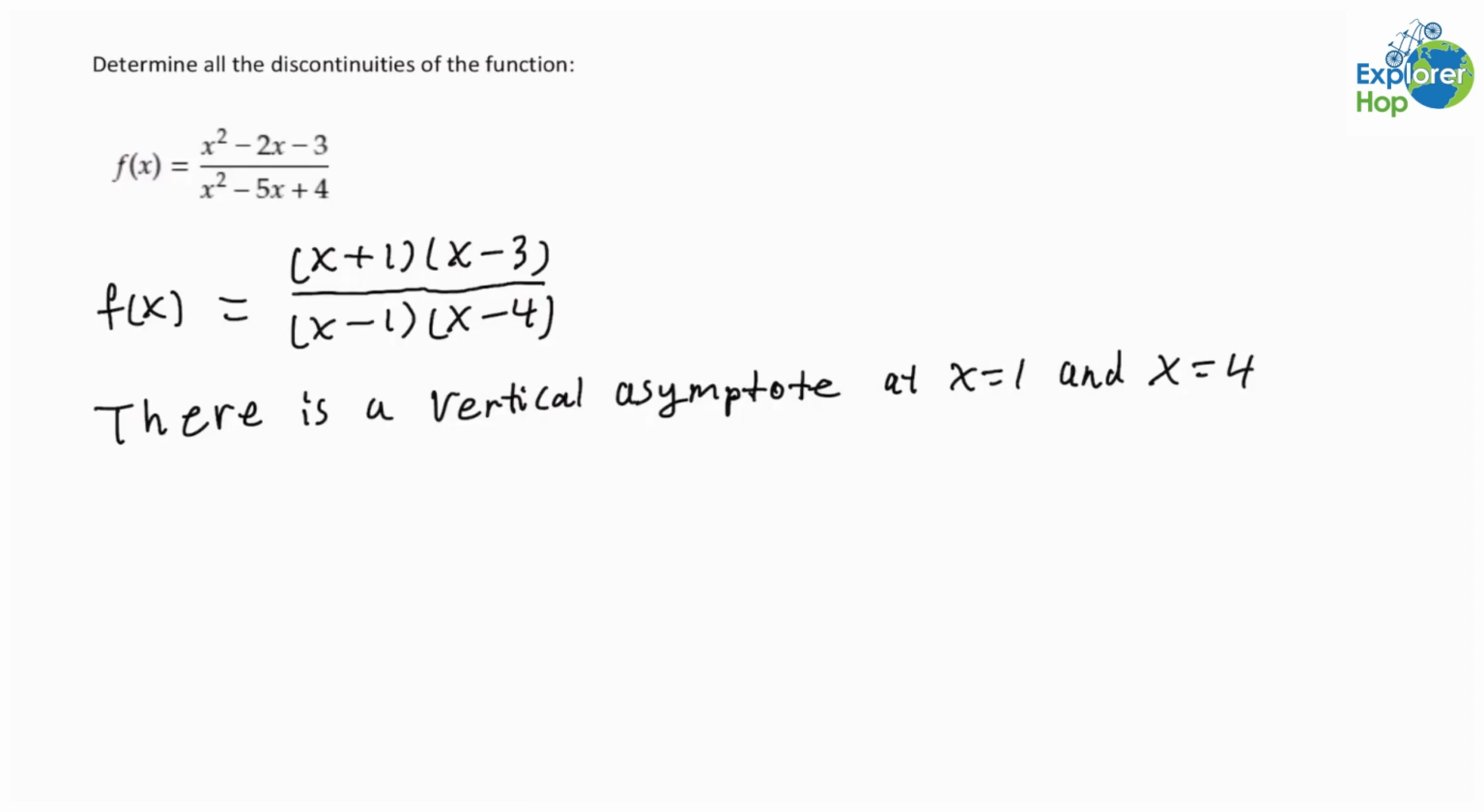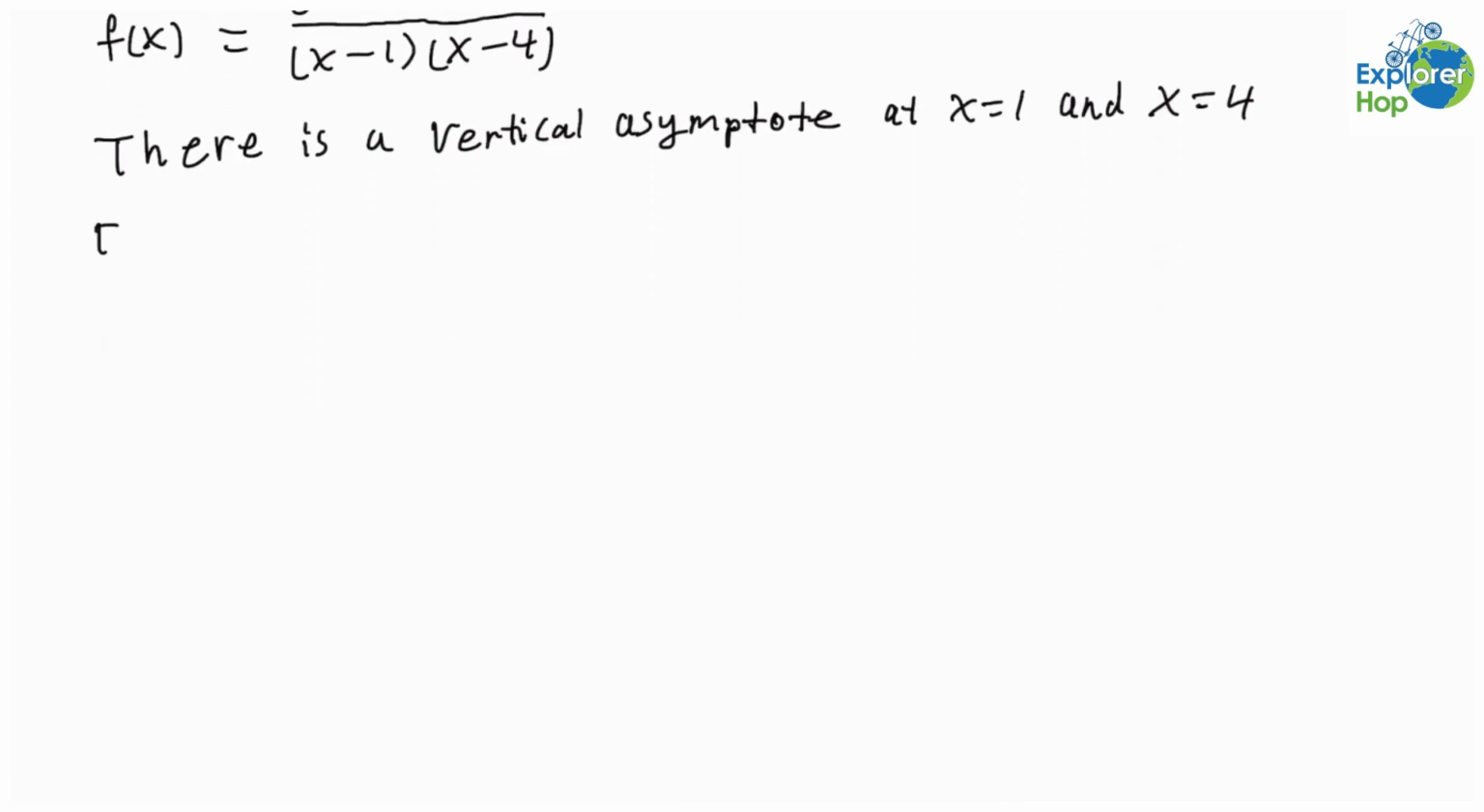Now, let's show that there is a vertical asymptote at one of these values using limits. Let's do it for x equals 1. So for x equals 1, we will find the one-sided limits as x approaches 1.